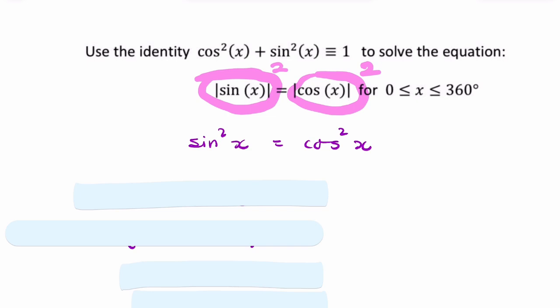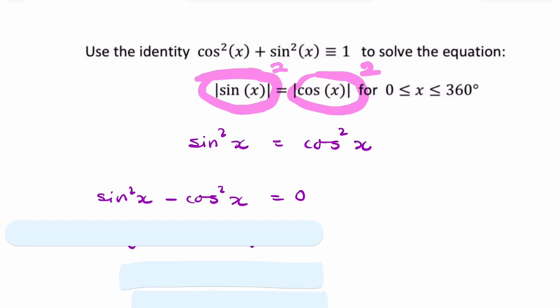That's one way of dealing with the modulus function. So now we have something that looks almost like a quadratic, because we know that we can use this identity and we can somehow remove cosine squared or sine squared in terms of the other. So let's first of all, because we know it's going to be a quadratic, let's try to make it equal to 0. And we'll do that by moving the cosine squared to the left of the equal sign.